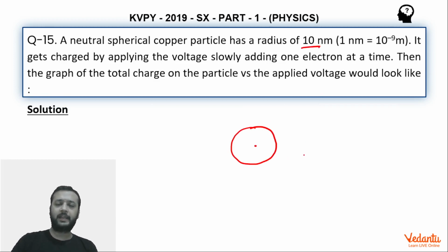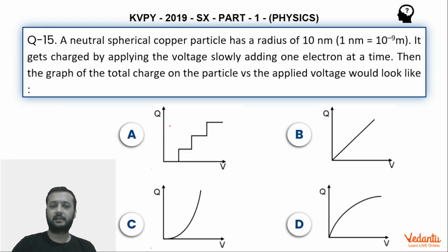Now we are slowly adding electrons one by one, and we have to choose the correct graph between the magnitude of the charge on the sphere and the magnitude of the potential. Basically here they have given charge versus potential graph, but in my opinion it should be magnitude of the charge and magnitude of the potential.